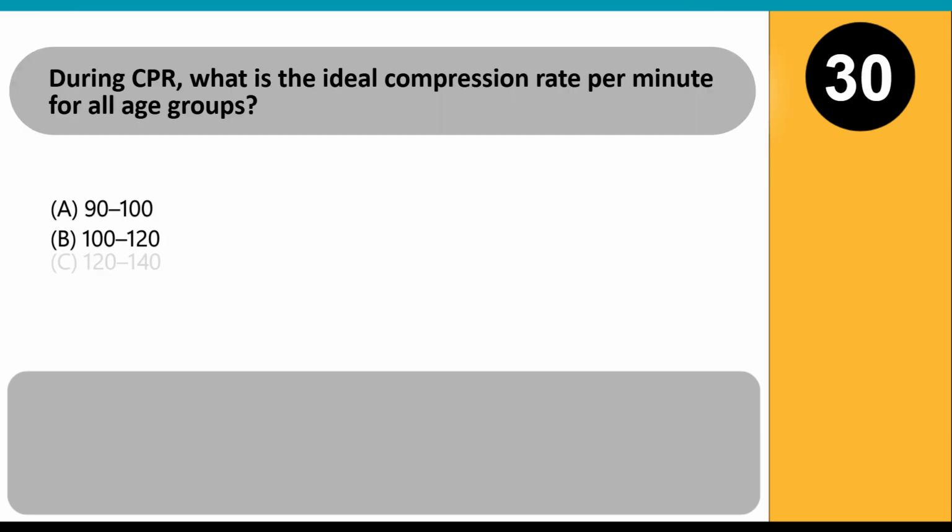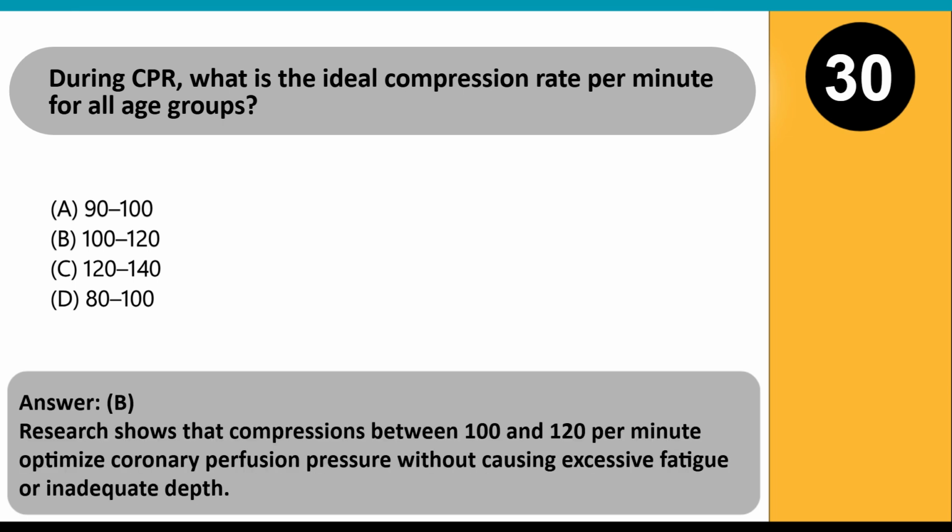During CPR, what is the ideal compression rate per minute for all age groups? A. 90 to 100. B. 100 to 120. C. 120 to 140. D. 80 to 100. Answer B. Research shows that compressions between 100 and 120 per minute optimize coronary perfusion pressure without causing excessive fatigue or inadequate depth.